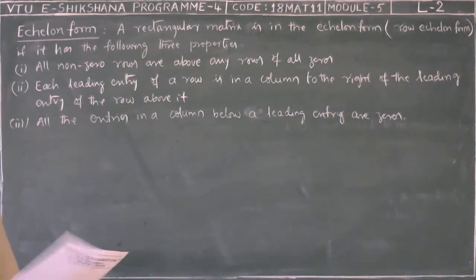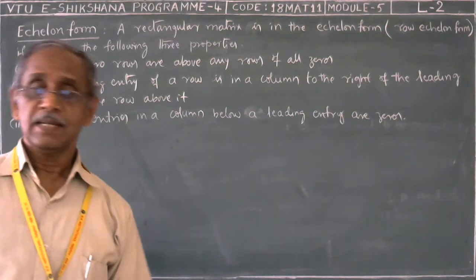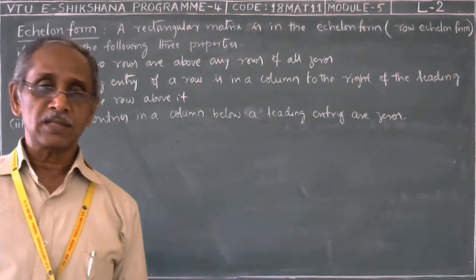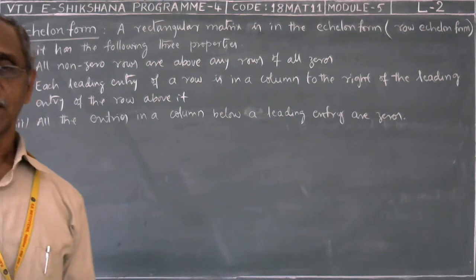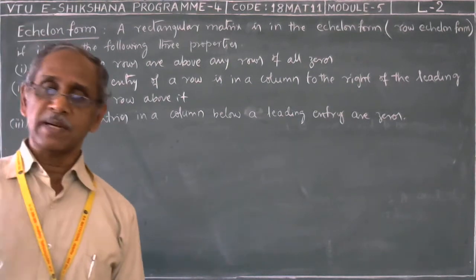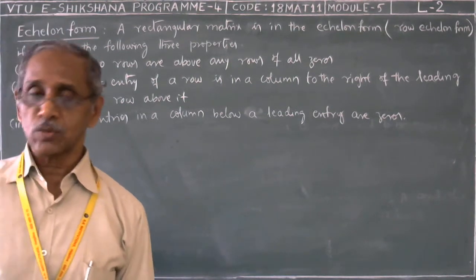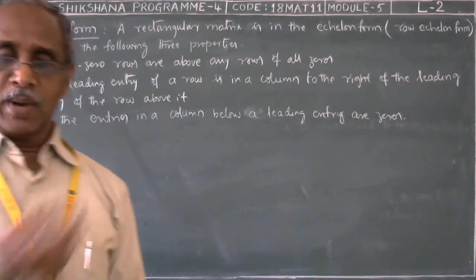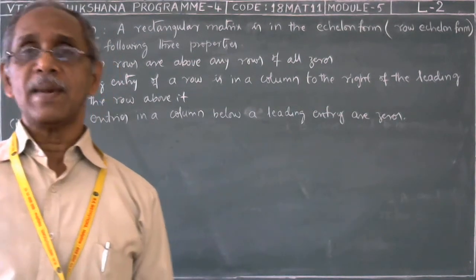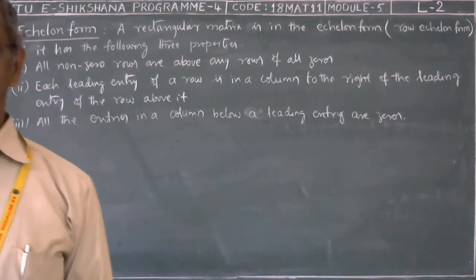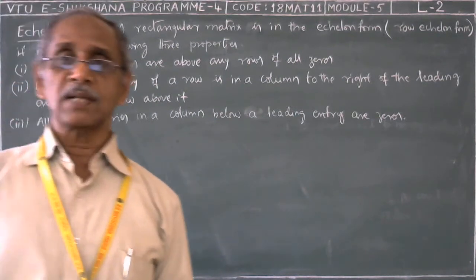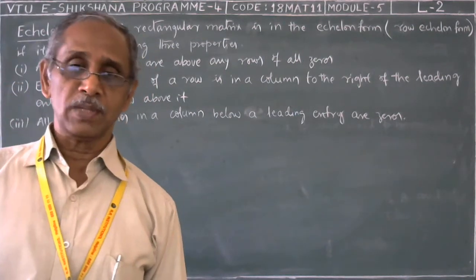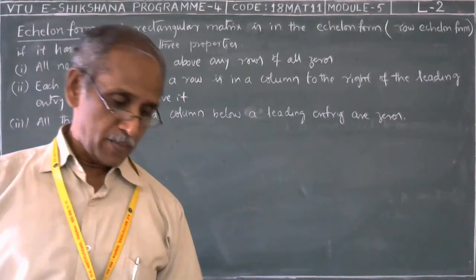Once the matrix is reduced to echelon form, then you count the number of non-zero rows in that echelon form. That will be the rank of the matrix. So we determine the rank of a matrix not through minors, but by reducing the matrix into its echelon form and counting the number of non-zero rows. That happens to be the rank of that particular matrix.